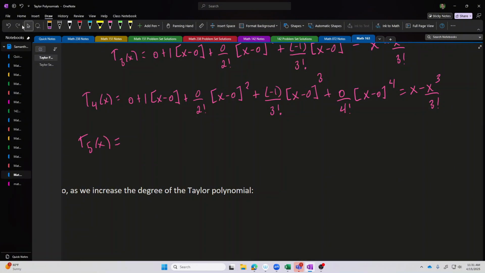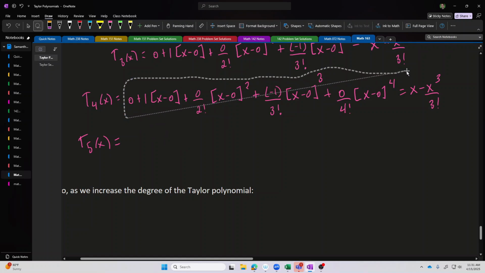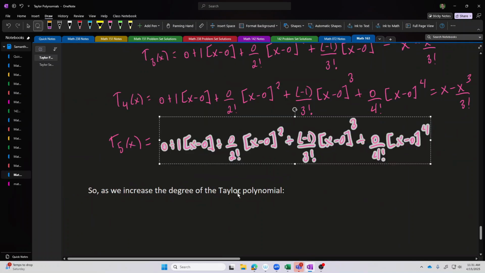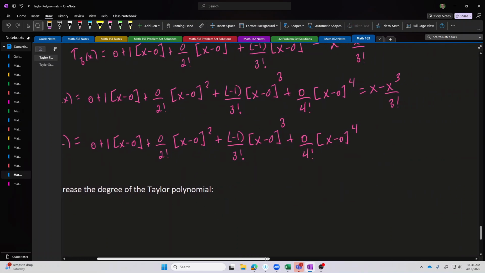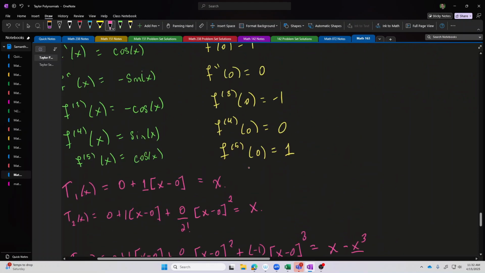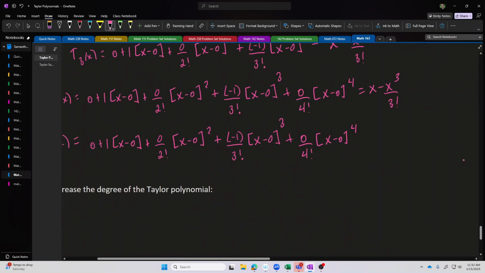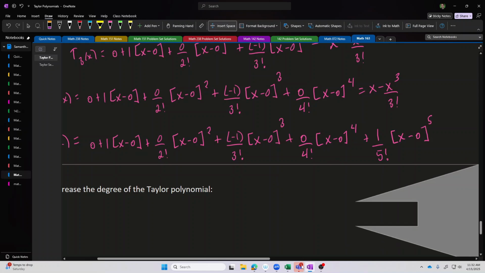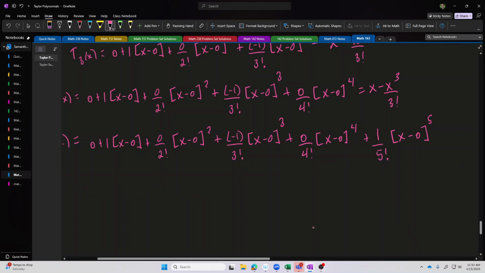I'm going to go ahead and grab the fourth degree one, and then the fifth degree Taylor polynomial will just have one extra term attached. The final term being the output of the fifth derivative, which is 1, divided by 5 factorial times 5 copies of x minus 0. So this will simplify. I'm running out of space here. This will simplify in the end.